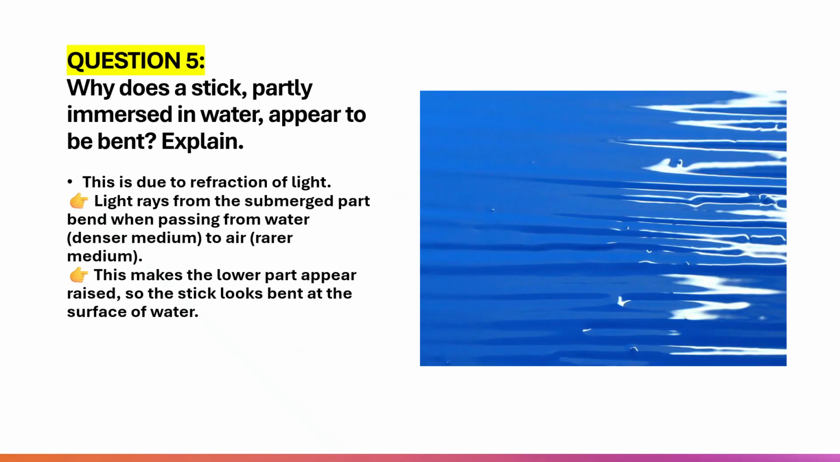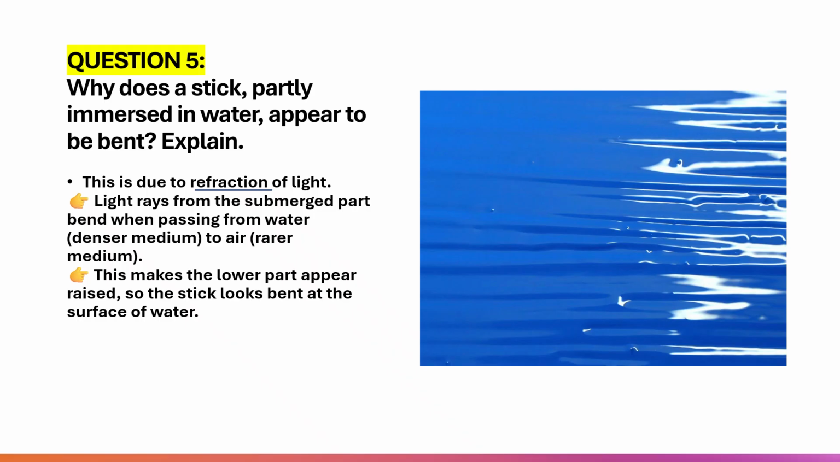Now question number 5. This is a question which is mostly asked either in the short answer type questions or even sometimes in the MCQ part. Why does a stick partly immersed in water appear to be bent? Explain. So this is due to refraction of light. Now students, I'm very sure you know what is refraction of light. That is bending of light.